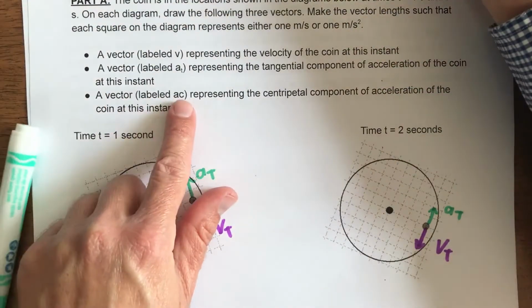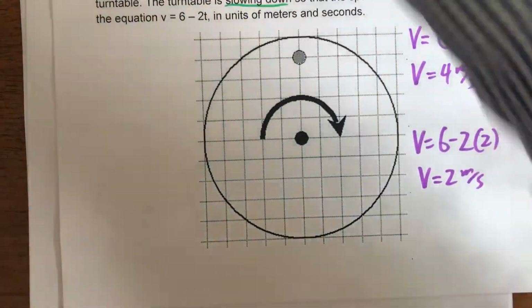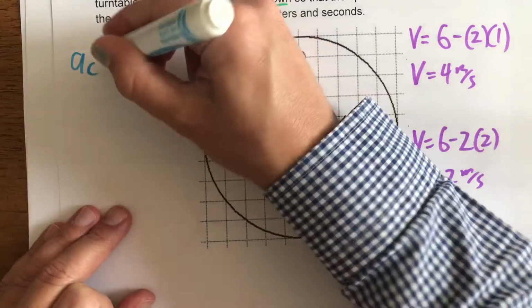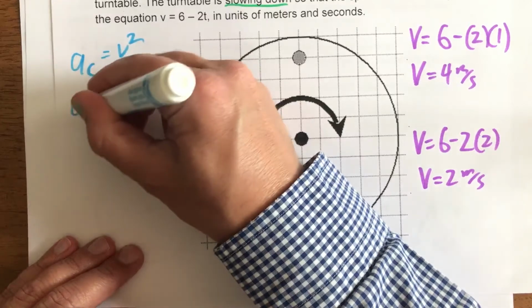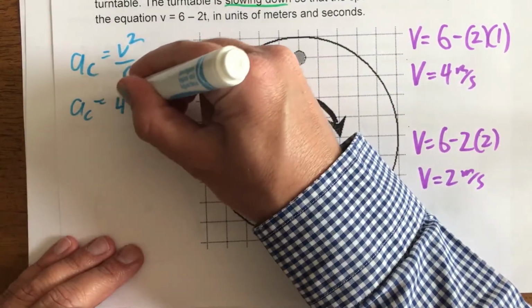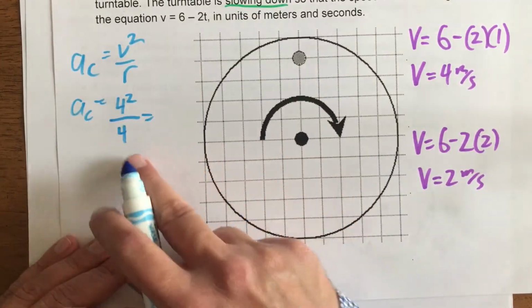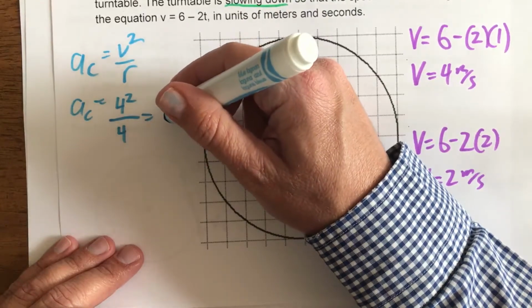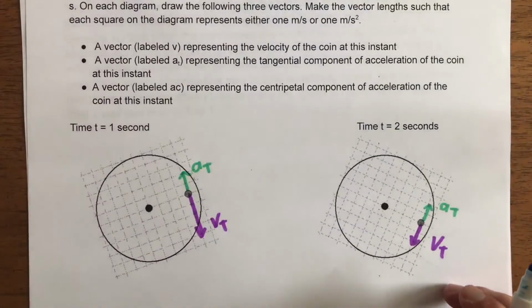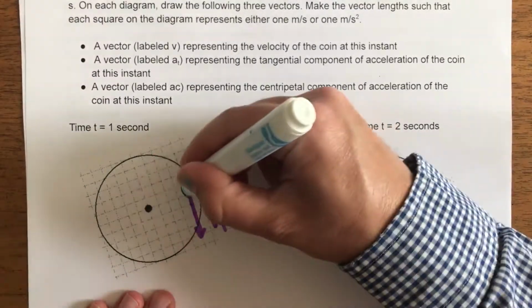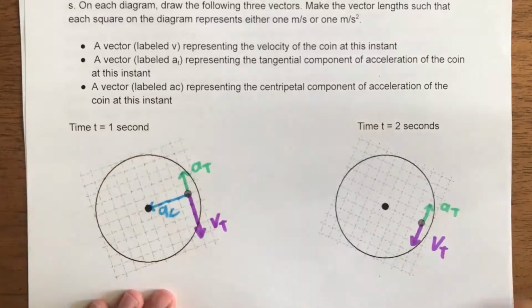Finally, we need to label the centripetal acceleration. To do that, we're going to need this equation right here. Centripetal acceleration is equal to v squared over r. In the first case here, we were going 4 meters per second. Our radius is also 4. So we get 4 squared over 4, and that is a value of 4 meters per second squared due to the centripetal acceleration. In this diagram, the centripetal acceleration points towards the center. So 1, 2, 3, 4, basically all the way touching the center there.